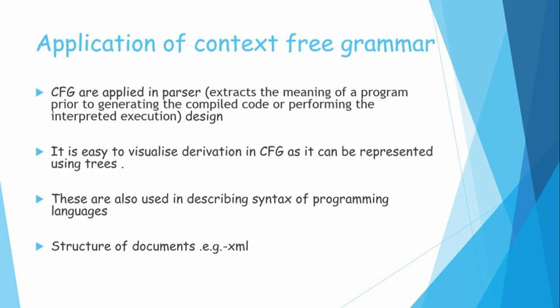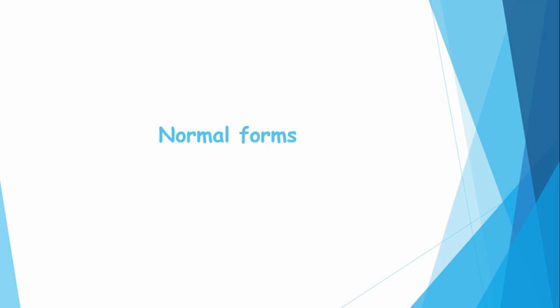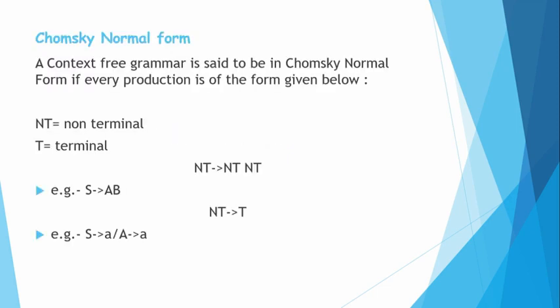Now our topic is normal forms. There are two normal forms, CNF and GNF. The first, CNF, Chomsky normal form. A context-free grammar is said to be in Chomsky normal form if every production is of the form given below, where NT stands for non-terminal and T stands for terminal.